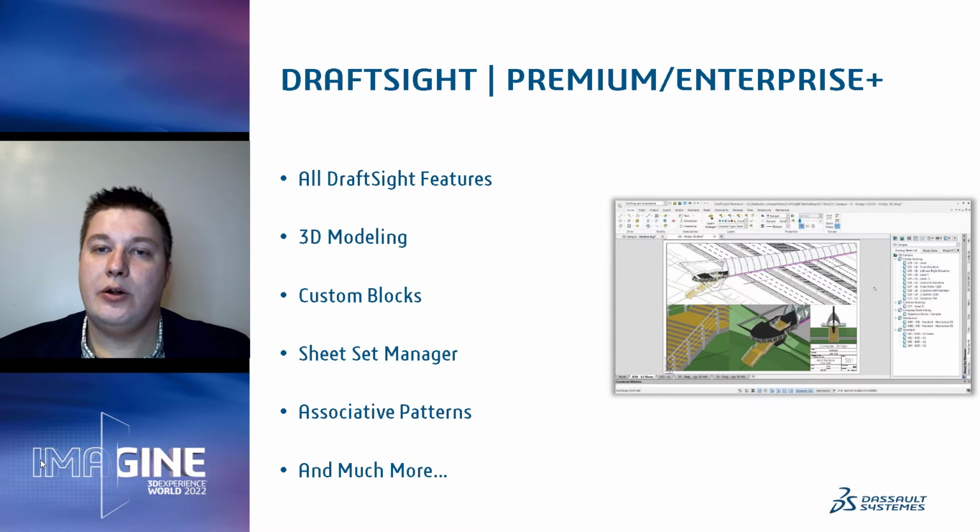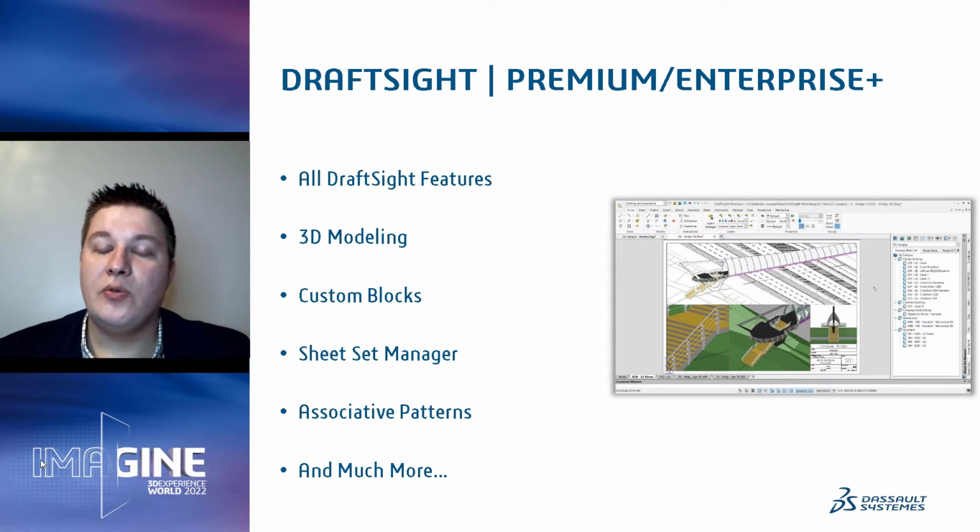DraftSight, whether you use Premium or Enterprise Plus, is the best version of DraftSight. It has all of the features that are available inside of DraftSight. And some of the ones that I'd like to point out are 3D modeling as well as 2D constraints. Then I'll talk about custom blocks, which are very similar if you used dynamic blocks in the past, with some unique capabilities. Sheet Set Manager, which is new for DraftSight, released in 2021. Associative Patterns, and so much more.